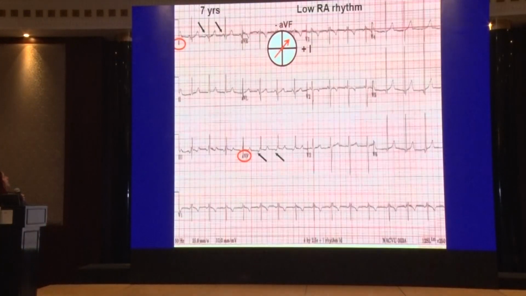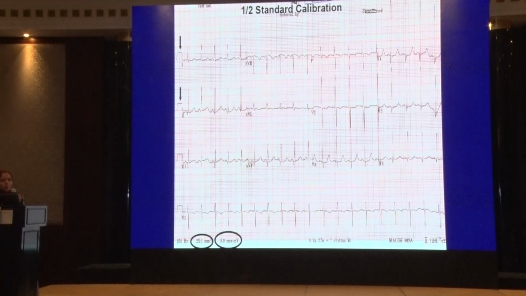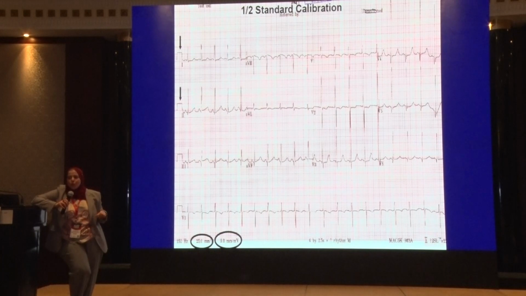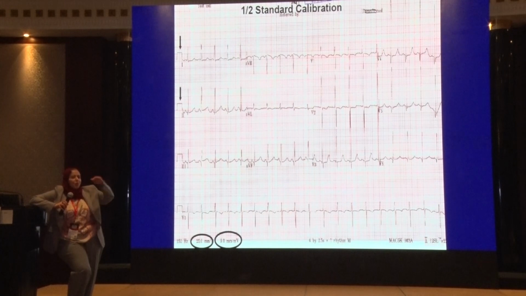Okay, so what did we say about the limb leads? What are the most important points? What are we going to look for in the limb leads? First we will look for the rate, then the rhythm, axis. No, we will not look for the ST segment, you forgot. We will look for the rate, the rhythm, the axis, the P wave, and the Q wave. So we have 5 things to look for in the limb leads: lead 1, 2, 3, and AVR, AVL, AVF. Rate, rhythm, P wave, Q wave, and axis. Okay?